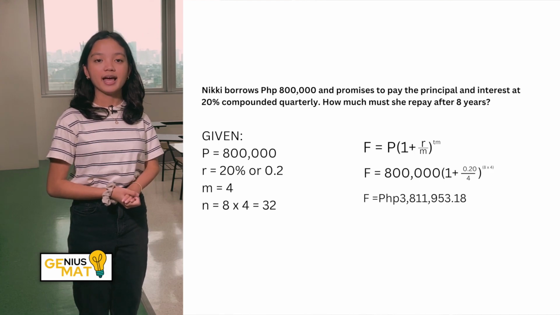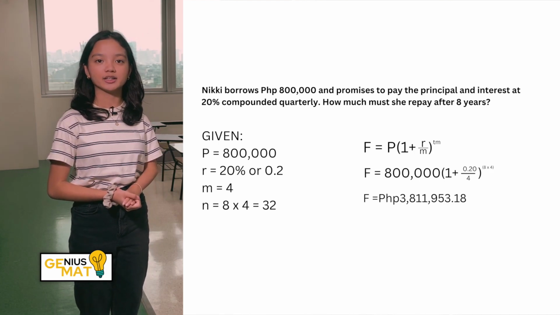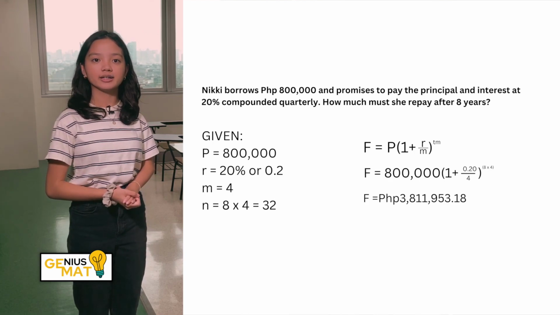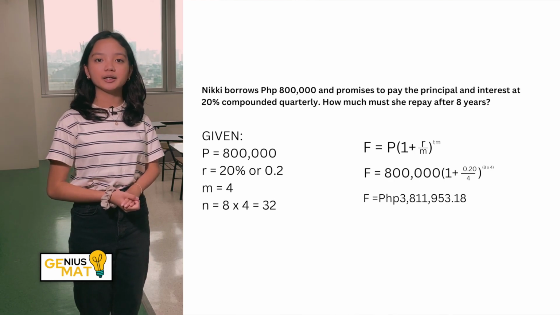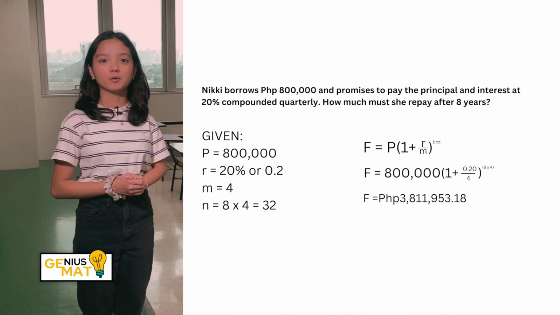So F is equal to 800,000 times 1 plus 0.20 divided by 4, raised to 32. So the future value for this compound interest is 3,811,953.18 pesos. Now let's move on to amortization.